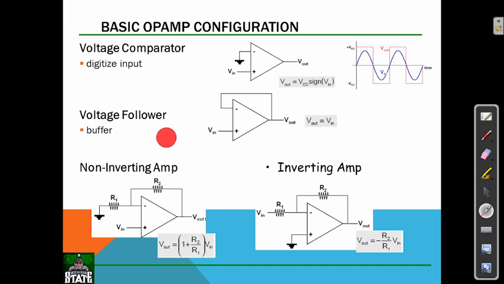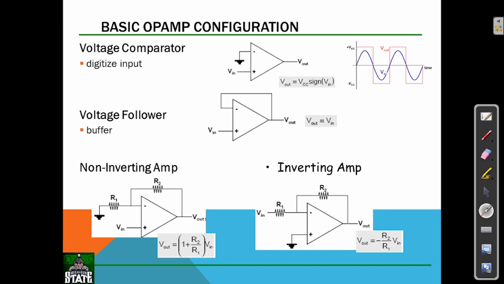Then the voltage follower. Here it is the same as the voltage comparator, but the negative part is fed back to the output, so V out is equal to V in. The output voltage is equal to the input voltage in the voltage follower. That is the main concept here. Then the inverting and non-inverting amplifiers.